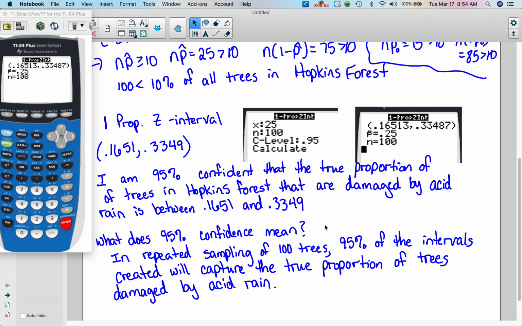Sometimes you are asked what's meant by 95% confidence. This is what that means. In repeated sampling of 100 trees, so repeated sampling of that particular sample size, 95% of the intervals created will capture the true proportion of trees damaged by acid rain. That idea is that every time you draw a new sample, you get a new interval. 95% of the intervals you create will capture the true proportion of trees damaged by acid rain.